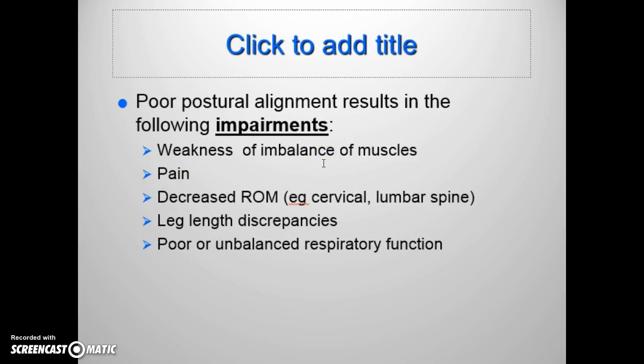In the long run, you may see some impairments that are due to poor postural alignment. You may see weakness or imbalance of muscles. The patient may have pain. They may show decreased range of motion. They may have leg length discrepancies, or they may have poor or unbalanced respiratory function.